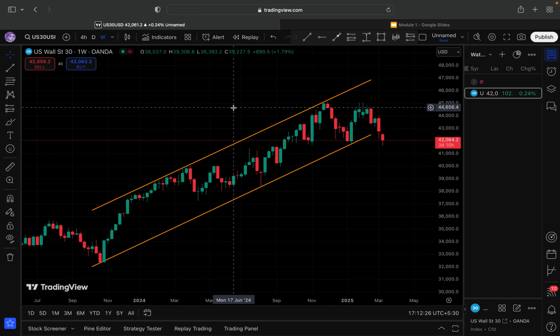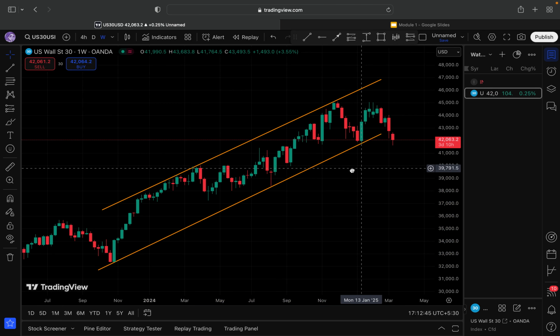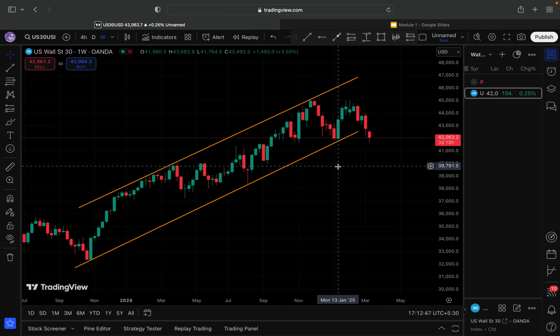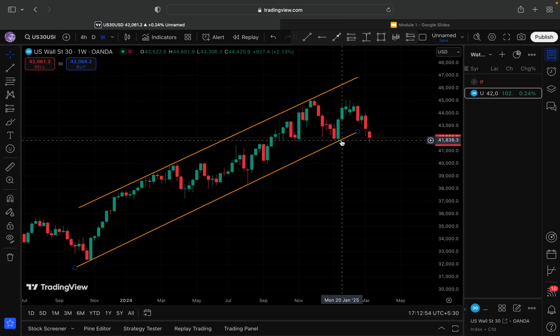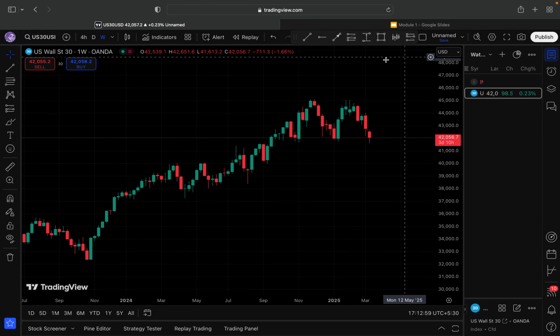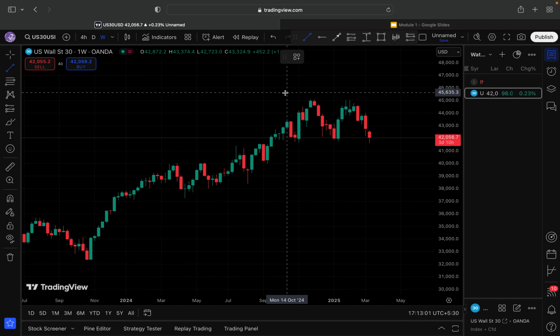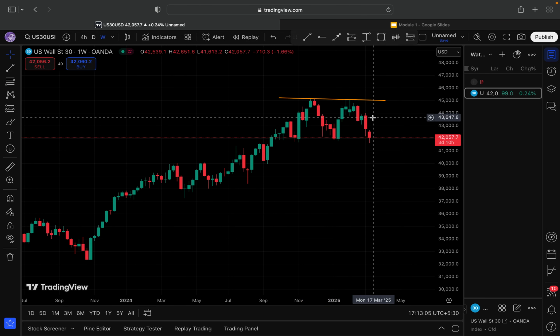So this was the first touch. The second touch, yes, the second touch, and this is the third touch. And this is how you can channel your higher time frame. Then let me show you another. These were the most recent touches on this time frame.